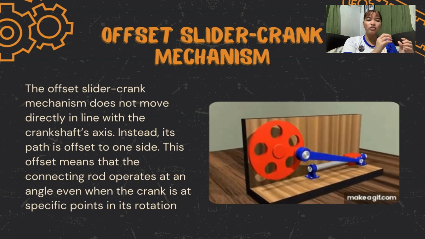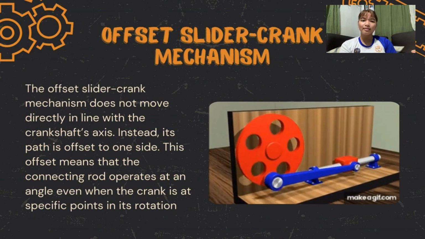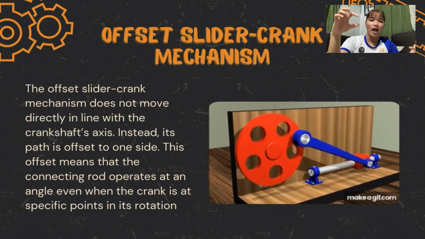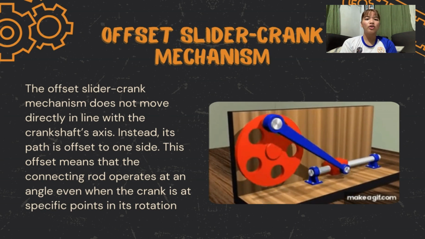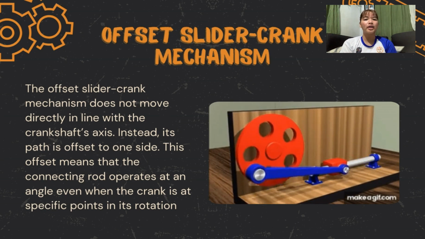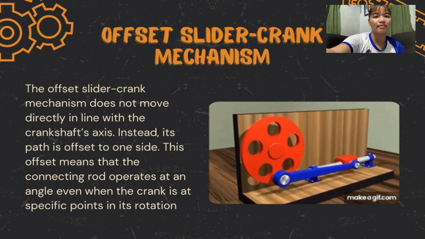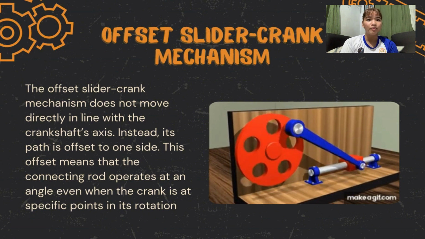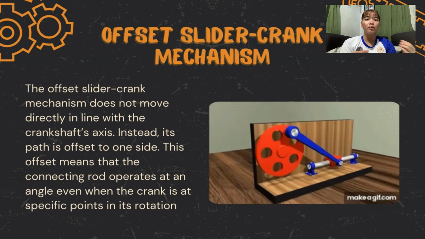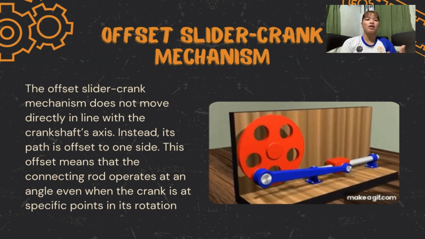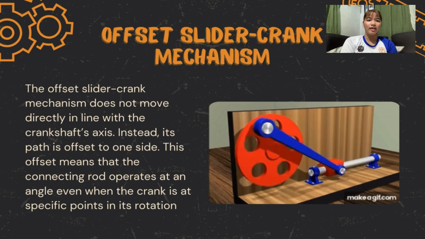Yung non-symmetrical motion na yun daw, sinasabi na when the slider moves towards the crank, mas mabilis siya. And then kapag naman papalayo na yung slider sa ating crank, slower siya compared dun sa papalapit na slider sa crank. It also has an impact on our force transmission. The offset can change the mechanical advantage, often resulting in a smoother force distribution or allowing greater force at certain points of the cycle depending on the offset distance.